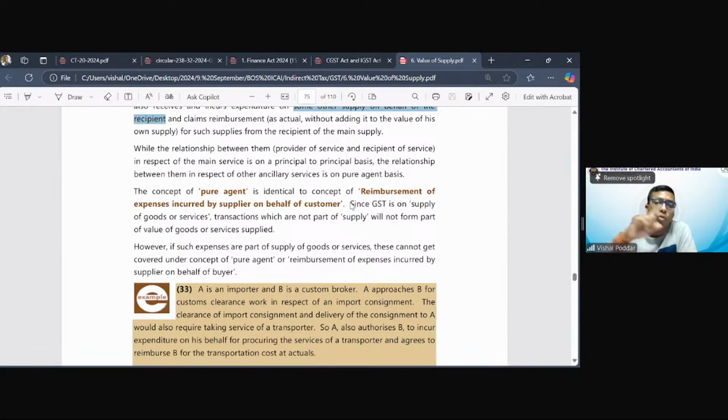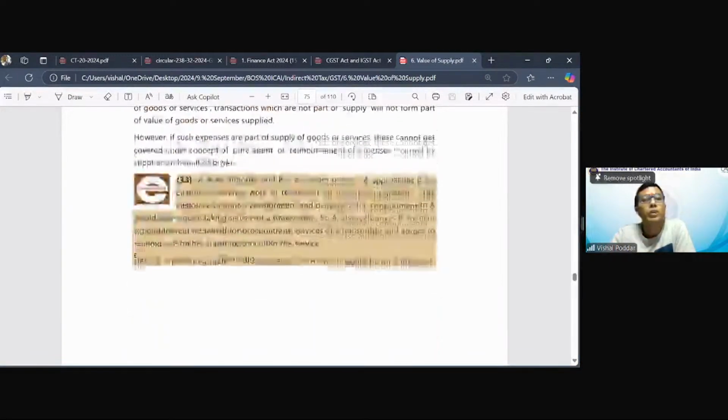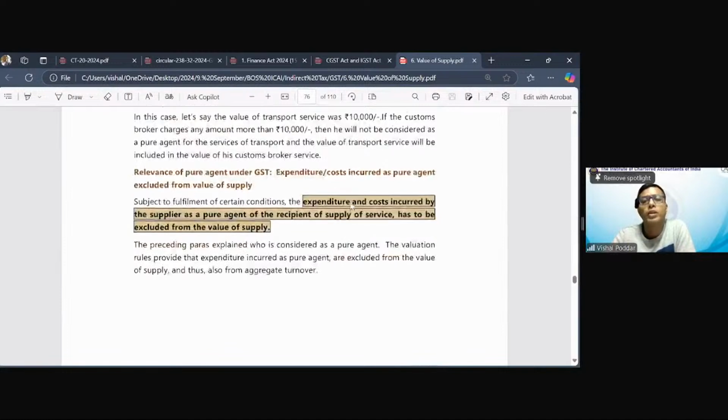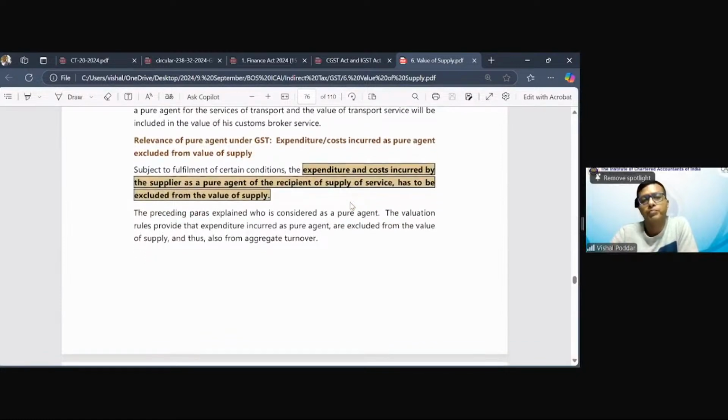So where it is your expense, I paid it and I'm recovering from you. It is a reimbursement. I step into the shoes of an agent. That is, I did that on your behalf. So I'm acting like your agent because it is on your behalf. So when I'm recovering that amount from you, there will be no GST. That is the point of pure agent given in this particular rule. So most important, what is the relevance of pure agent? The expenditure or cost incurred as pure agent will be excluded from the value of supply. So I will not be charging GST on that.